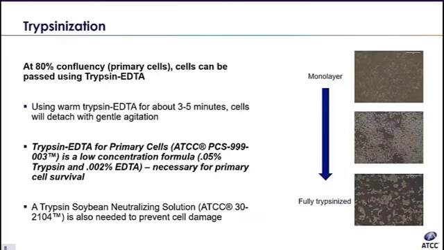Also, when trypsinization is complete, the reaction needs to be quenched, ideally with a soybean neutralizing solution. Again, this will help protect the cells from any damage of long-term exposure to trypsin.